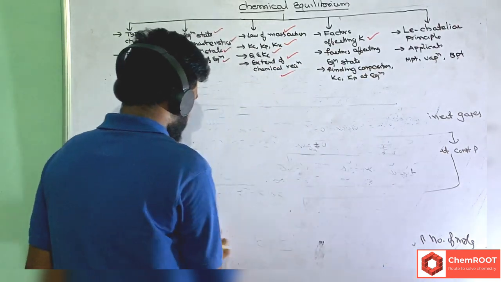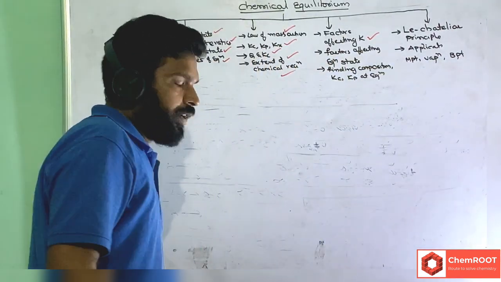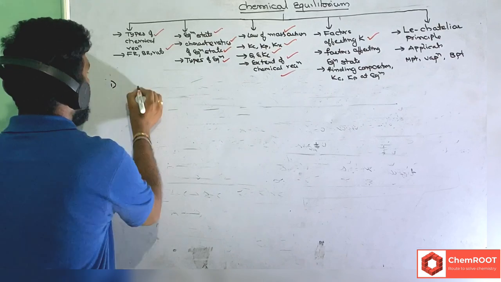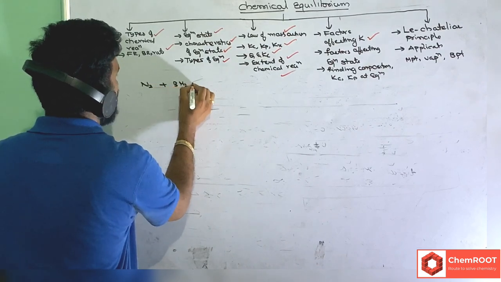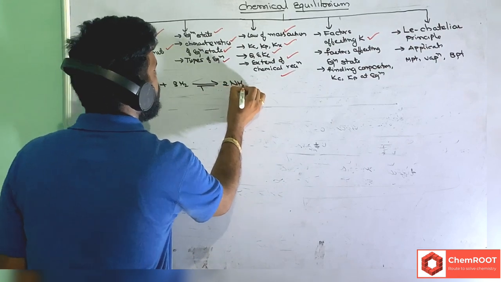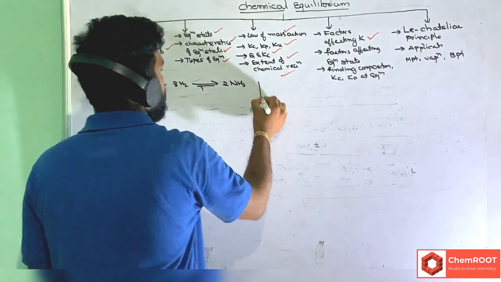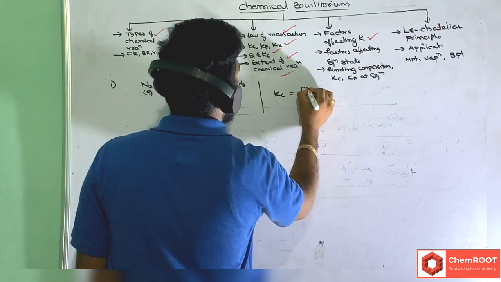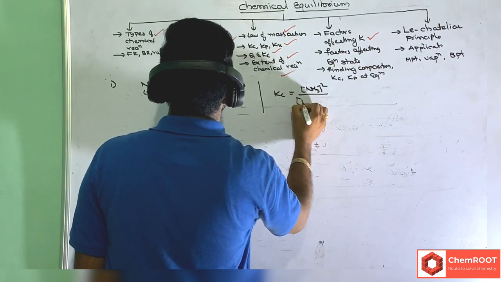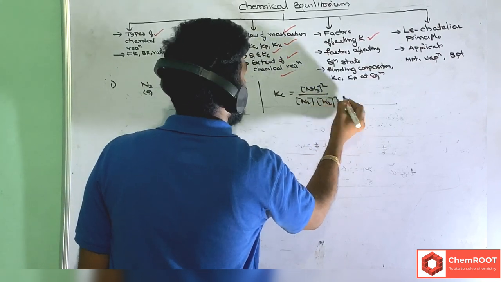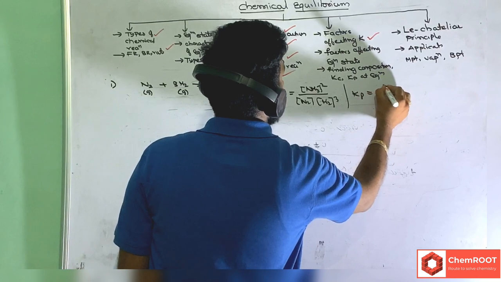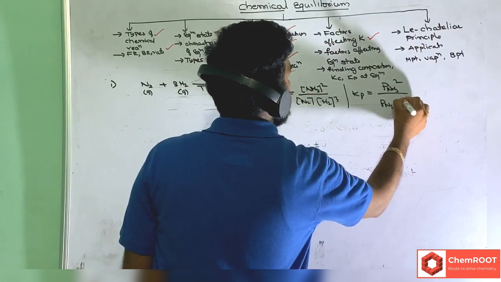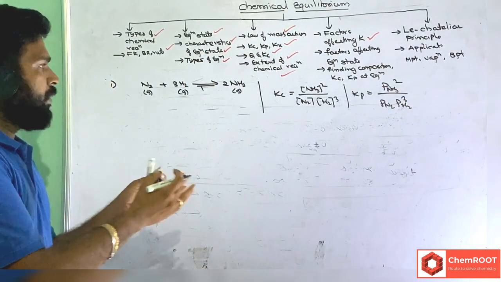And the next very important thing while doing problems is finding composition and Kc, Kp at equilibrium. Suppose I am taking the equation N2 plus 3H2 giving 2NH3, all gases. What is the expression for Kc? Kc is the concentration of NH3 to the power 2 divided by the concentration of N2 times the concentration of H2 to the power 3. Similarly, the Kp expression is the partial pressure of NH3 to the power 2 divided by the partial pressure of N2 times the partial pressure of H2 to the power 3. Like that we can write the Kc and Kp expressions.